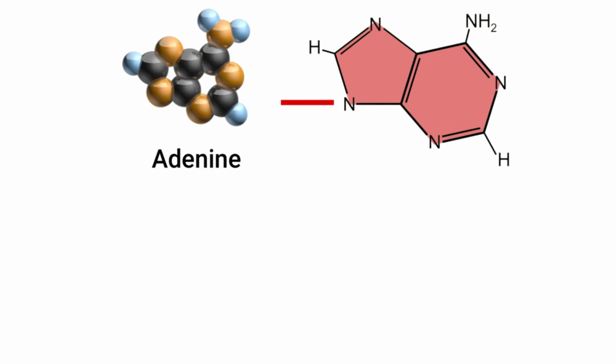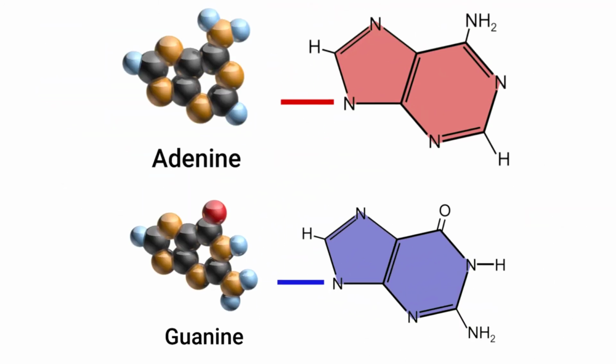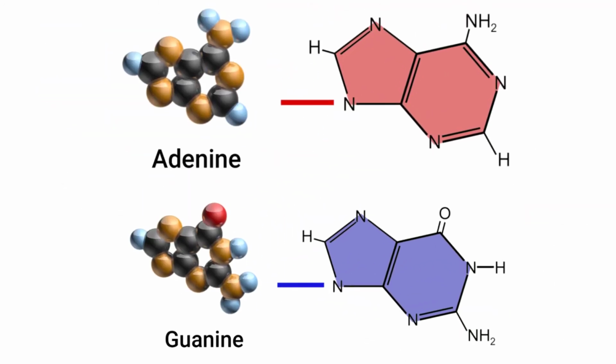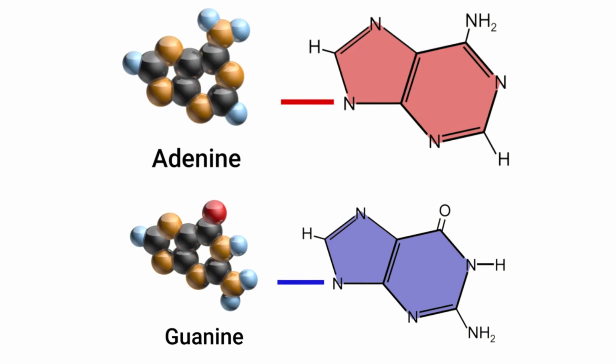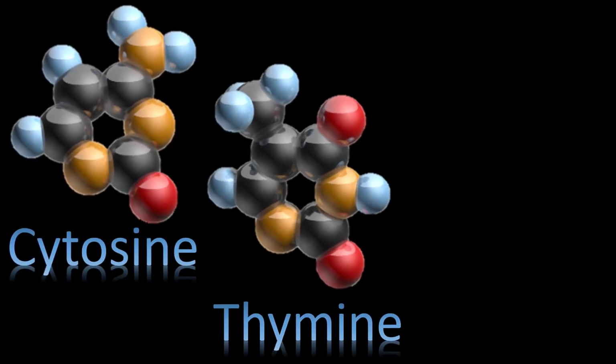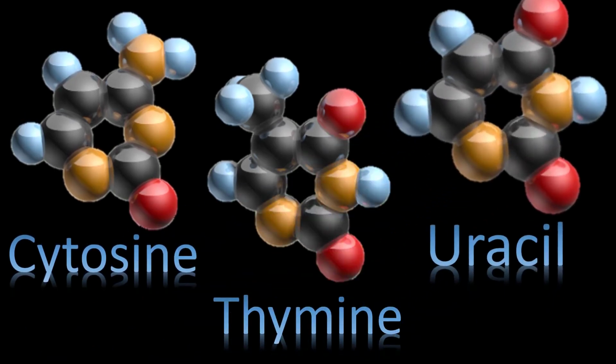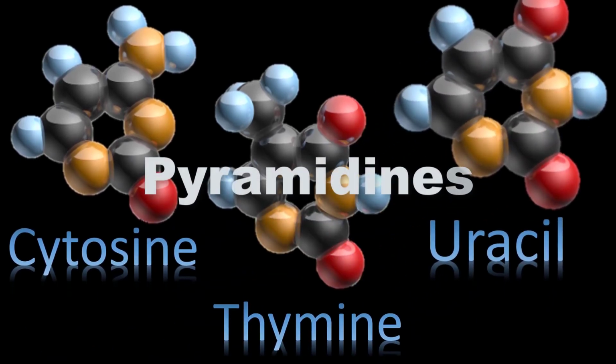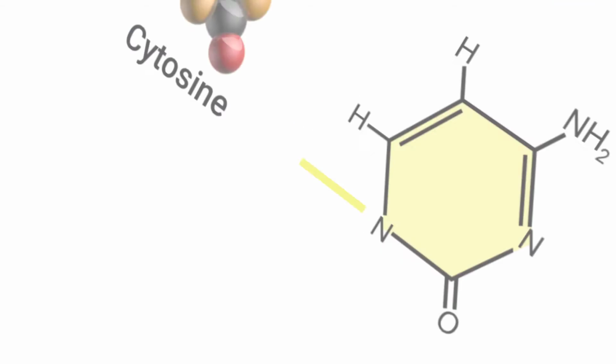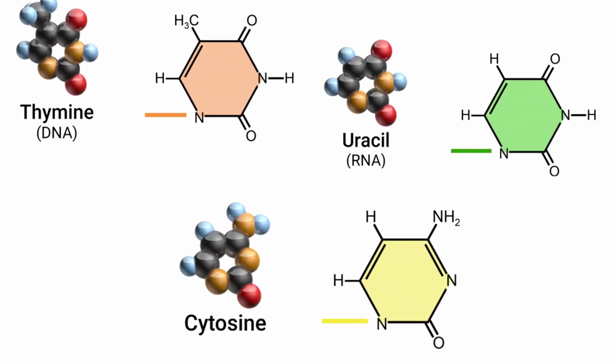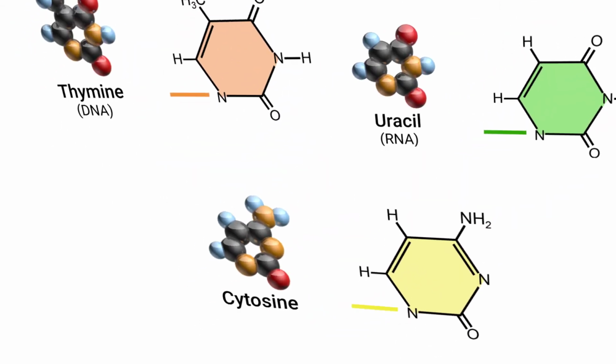A purine is a nitrogen-containing molecule with a double ring structure, which accommodates several nitrogen atoms. The bases cytosine, thymine found in DNA, or uracil found in RNA are called pyrimidines. Pyrimidines are nitrogen-containing bases with a single ring structure.